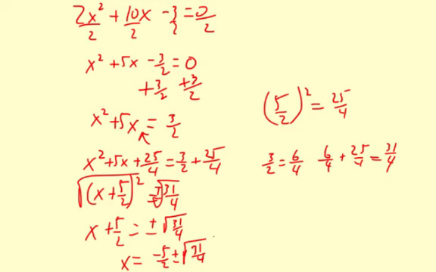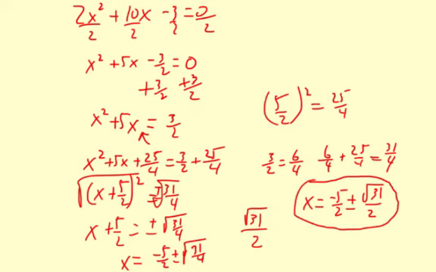I'm going to simplify the denominator here for the 31 fourths. Actually, 4 is a perfect square, so that's the same thing as square root of 31 over 2. You just square root the 4. So here's your solution. X equals negative 5 halves plus or minus square root of 31 halves. And that's two solutions, negative 5 halves plus square root of 31 halves, and negative 5 halves minus square root of 31 halves. This is an exact solution.